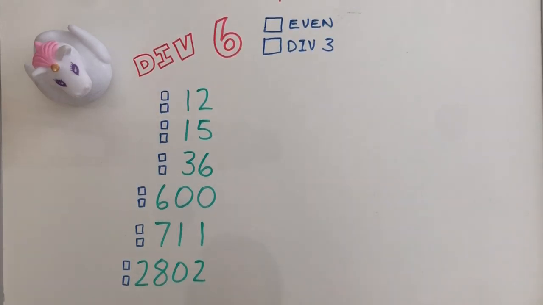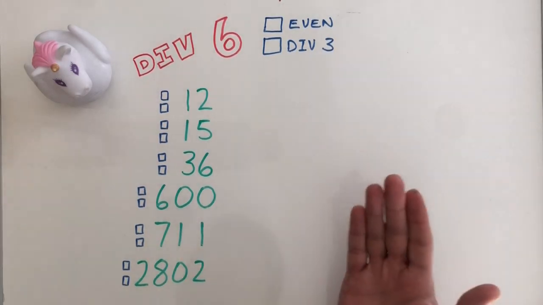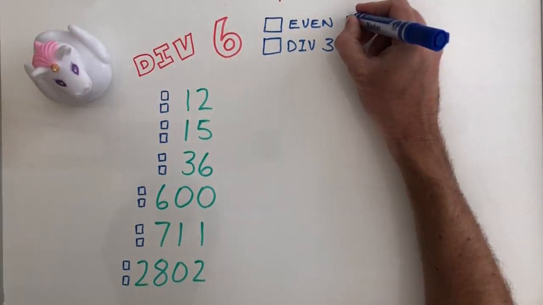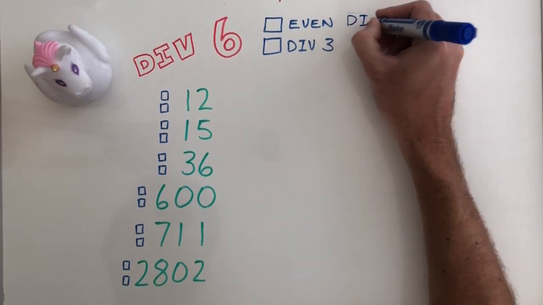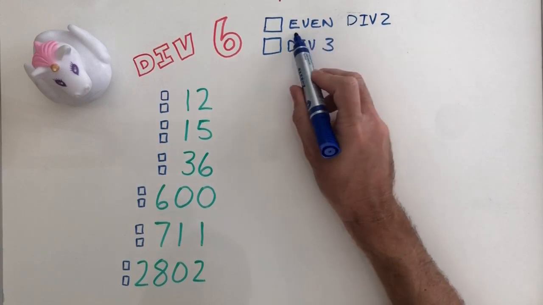Okay, so for our next trick, we're going to check whether a number is divisible by 6. Now, this is a bit of a tricky one because we have to test two things. For a number to be divisible by 6, it has to be divisible by 2. So the first test is whether a number is divisible by 2, and I just wrote it short as even.